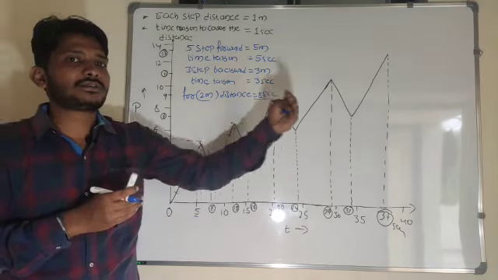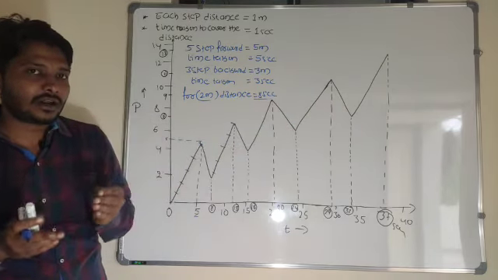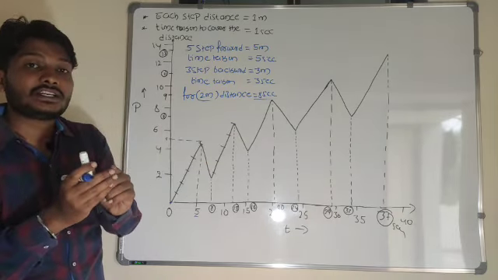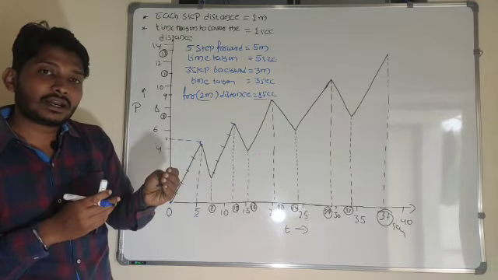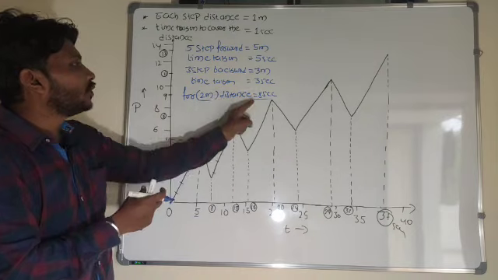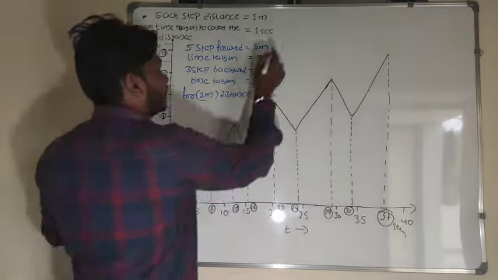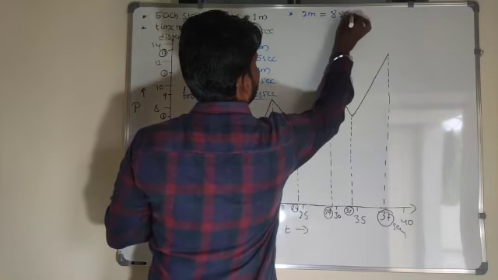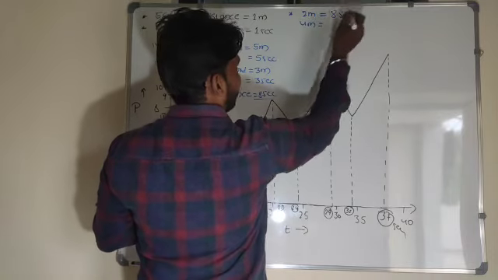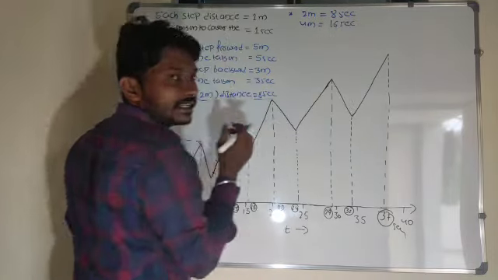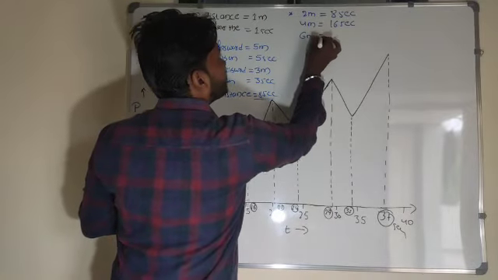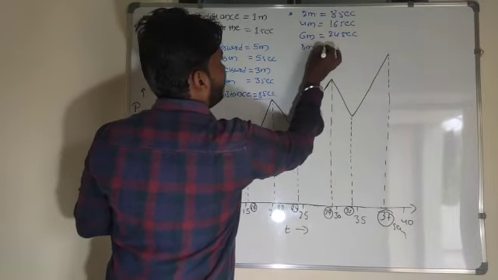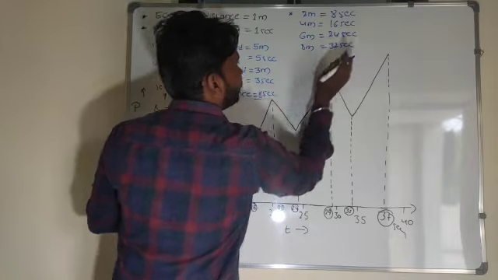Why? Because 5 steps forward means 5 seconds, and 3 steps backward is 3 seconds. Total time is 8 seconds here. So what will be the distance? Net distance he traveled: 5 meter forward, 3 meter backward, means 2 meter only. For traveling 2 meter, how much time will he take here? 8 seconds here. For traveling 4 meter, he will take 16 seconds of time. For traveling 6 meter, he will take 24 seconds of time. For traveling 8 meter, he will take 32 seconds of time.